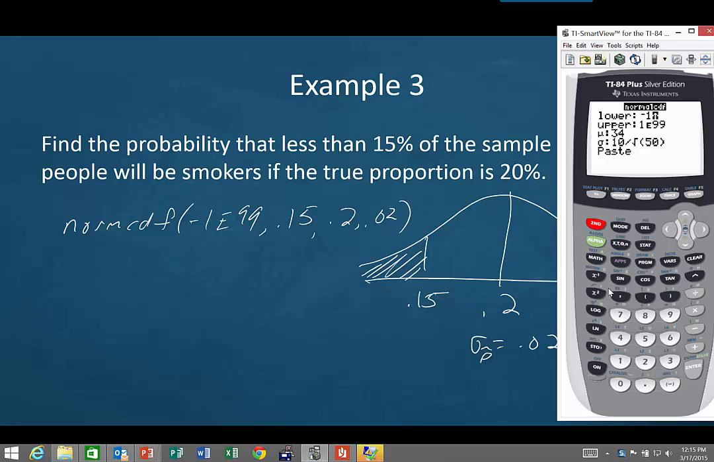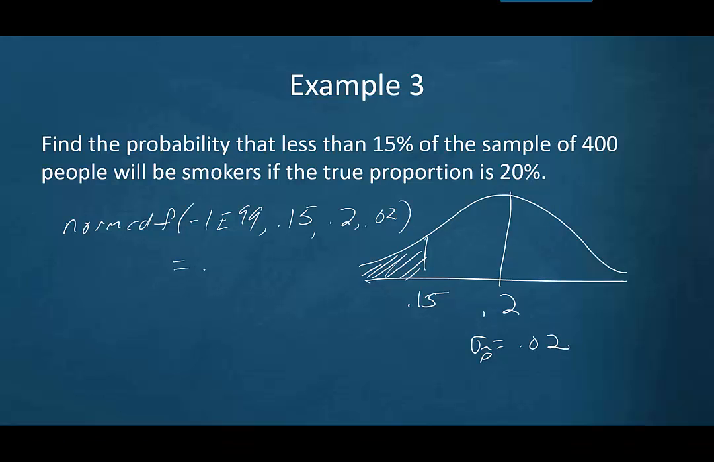Lower is negative 1 E 99. Upper would be 0.15. The mean is 0.2. Standard deviation was 0.02. And we'll press enter. And we get 0.0062. And that is the area of that region there. And that's the probability that less than 15% of the sample of 400 people will be smokers if the true proportion really is 20%.